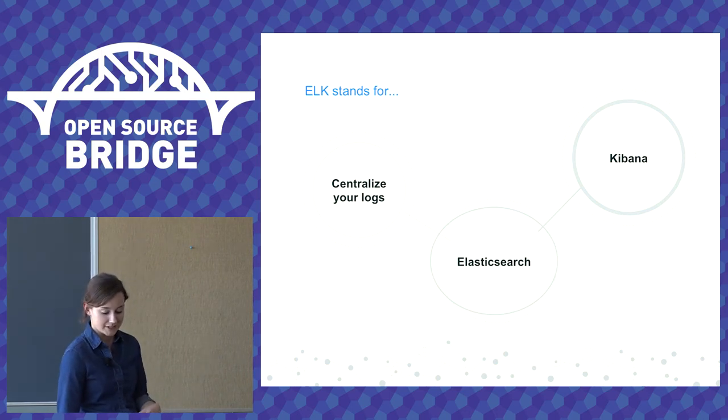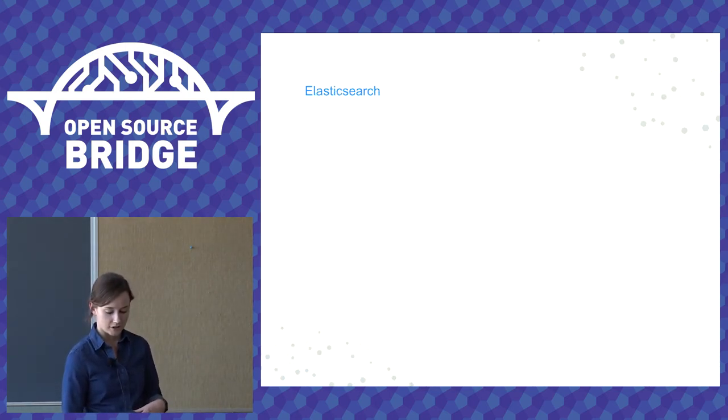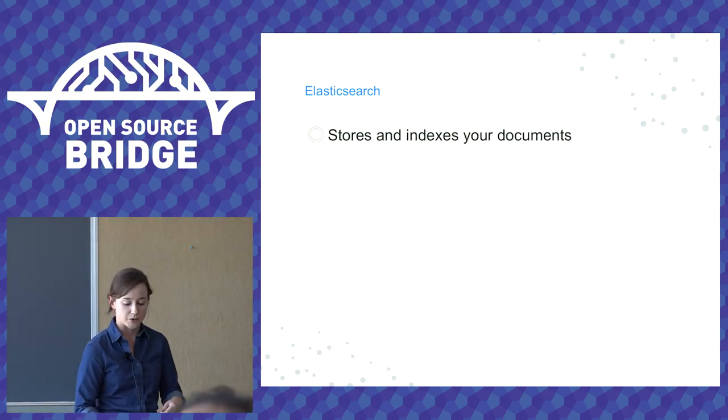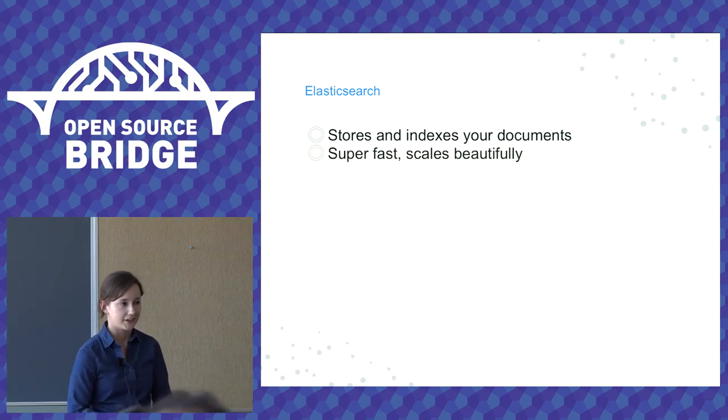So Elasticsearch. The big idea is to make the logs that you just centralized really easy to search. Elasticsearch stores and indexes your documents, and it exposes them through a REST API. It's super fast, and it scales beautifully. Even under really high throughput, you can set it up so that the documents are accessible in very near real time.